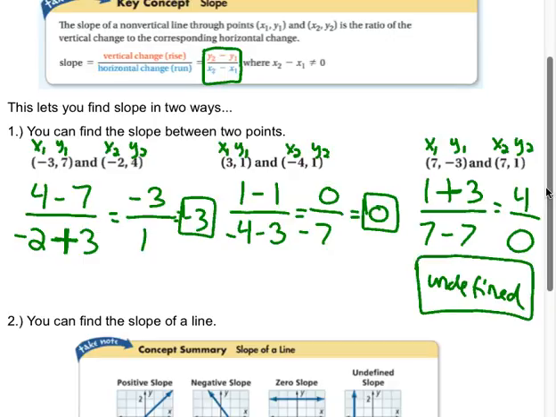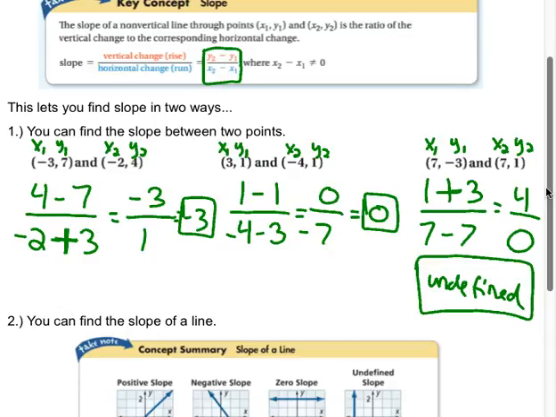That's a very common mistake I see in classes. Some kids would just leave it as 4 over 0. You never want to do that. Don't leave a 0 on the bottom like that. Write that as undefined. So here, now you can find the slope between 2 points.